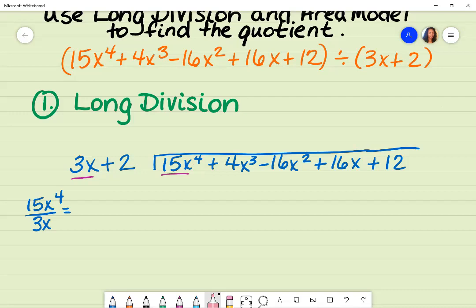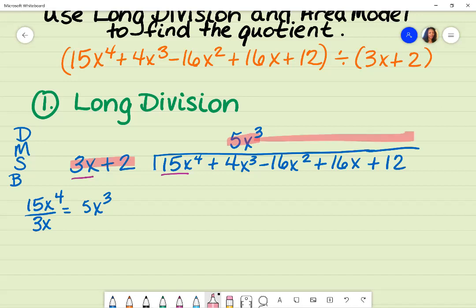So 15 divided by 3 is 5. And x to the 4th divided by x is simply subtracting the exponent, so it's x to the 3rd power. I like to align mine up, so I'm going to go over to where it's x to the 3rd power, and that's where I'm going to put my answer. My steps are going to be divide, multiply, subtract, and bring down. So when I just divided, now I'm going to multiply part of my quotient times the entire divisor.